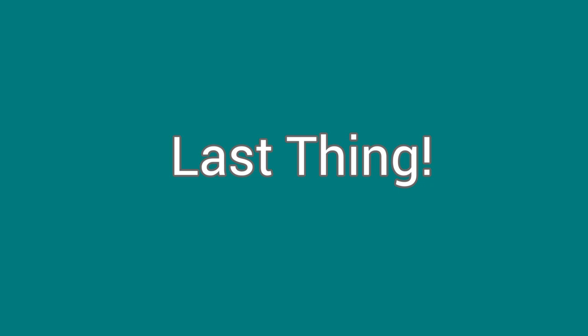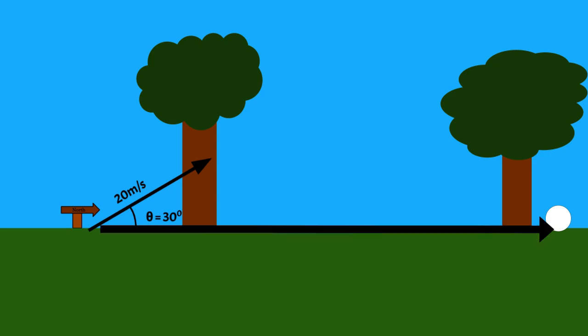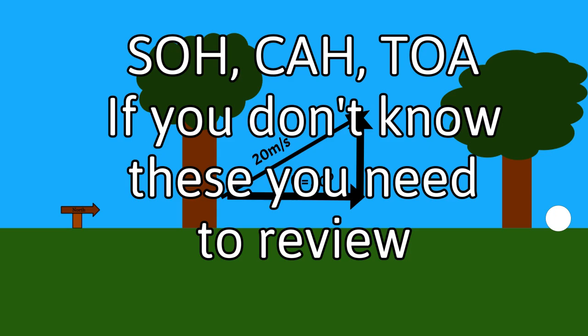The final important part of projectile motion is initial velocity of the projectile. Your teacher might give you a question like this. A golfer hits a ball at a velocity of 20 meters per second at an angle of 30 degrees with the horizon. How far does the ball go? This velocity has a component in both the x and y axis, which means we have to use SOHCAHTOA rules from trigonometry to find the values.